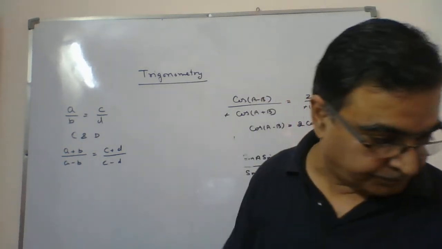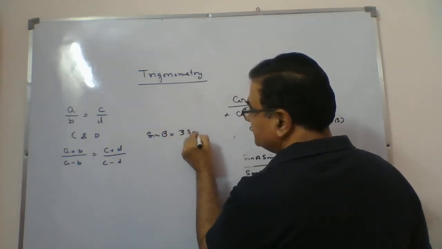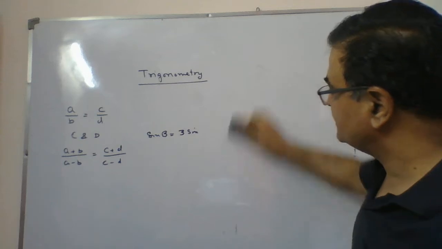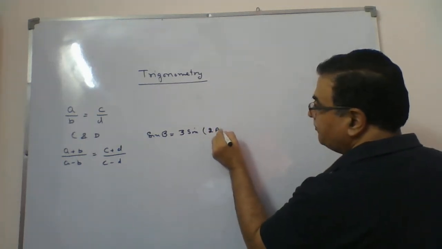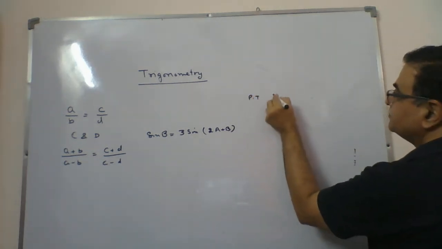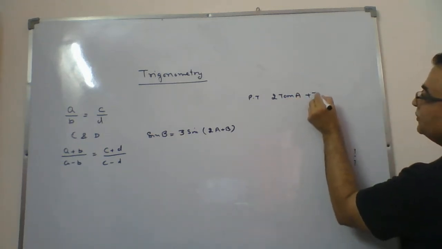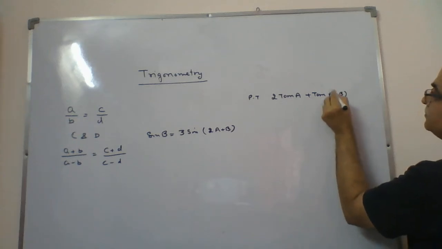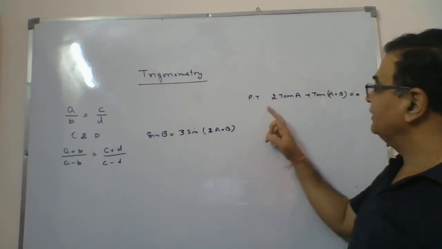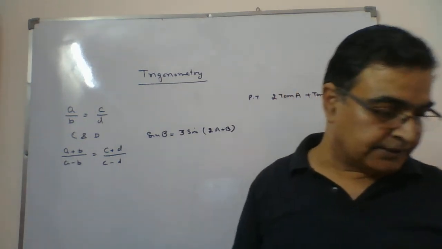If sin B is 3 times sine of (2A plus B), my question is, prove that 2 tan A plus tan(A plus B) is 0. Sin B is 3 sin(2A plus B), and then prove that 2 tan A plus tan(A plus B) comes out to be 0. This is the question we have.